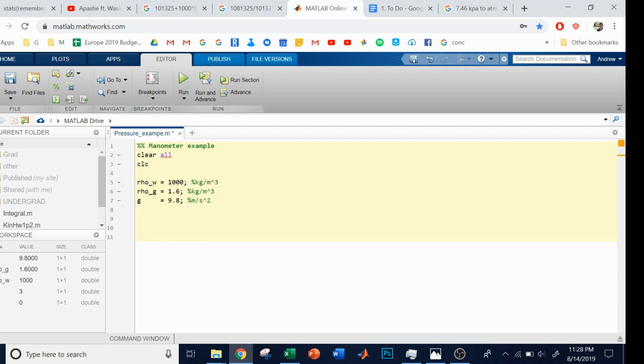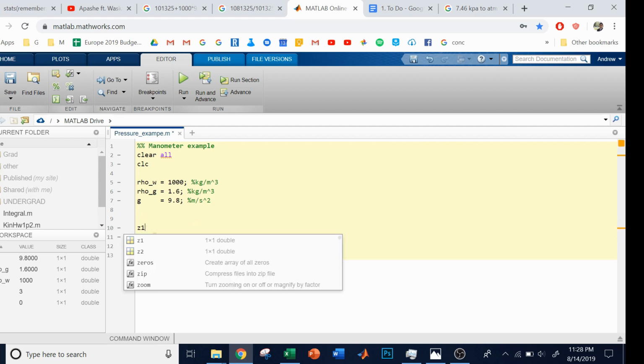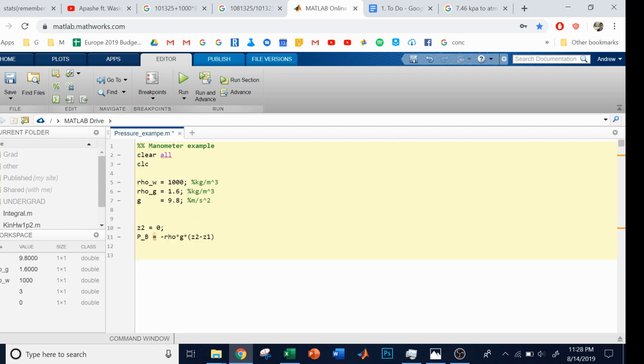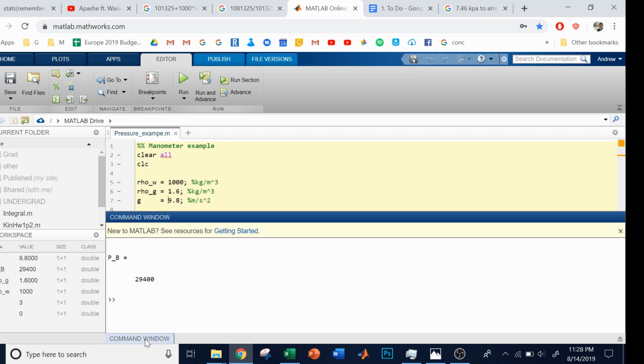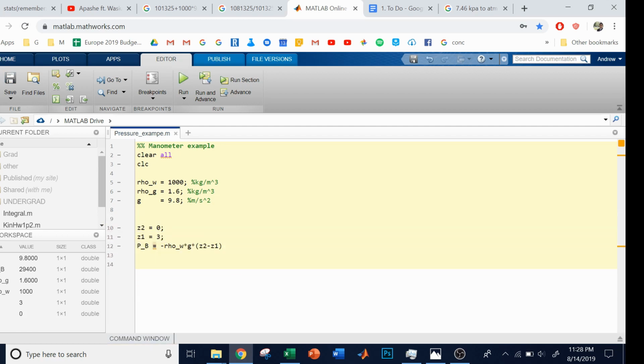So we can start by defining the pressure at B. Pressure at B, we said, was going to be negative rho times G times Z2 minus Z1. So we have rho and G, but here we said that Z2 was going to be 0, and that Z1 was going to be 3. So we can run this. It's going to be rho of the water. Don't forget that. We can run this, see how that goes. Great, so we have PB. Alright. And then honestly, it's kind of like cheating. Just copy that and then change these.